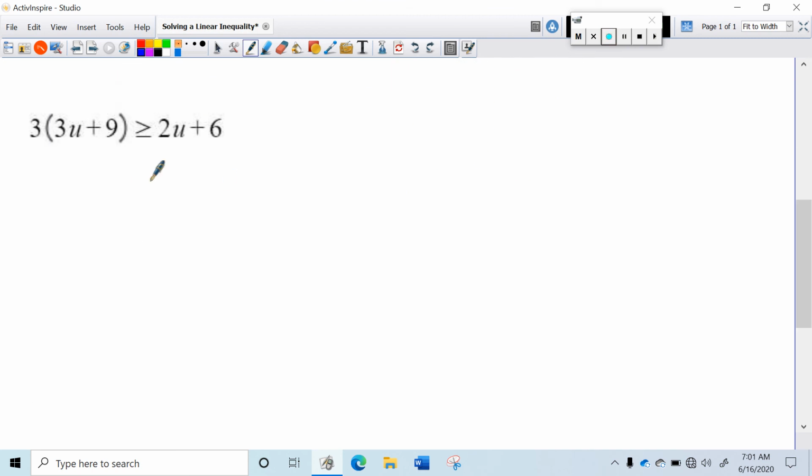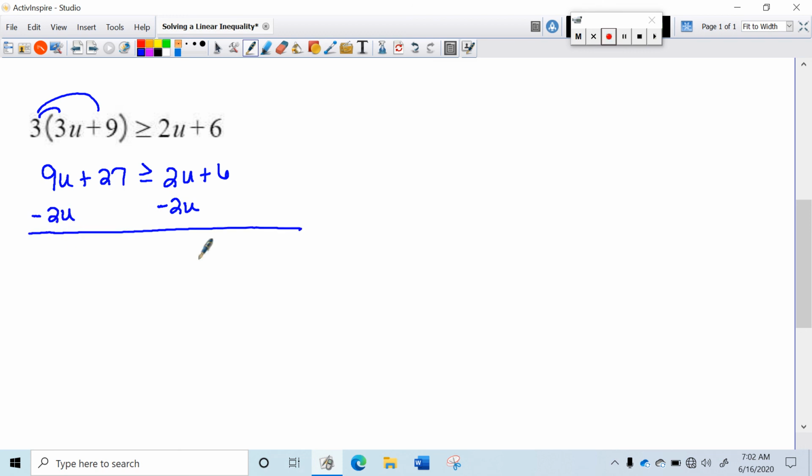The next one, I have parentheses first, so get rid of those. 3 times 3u is 9u. 3 times 9 is a positive 27. Everything else gets written down just like it is. Now I can't just say I have 11 u's here because they're on opposite sides of the inequality, so I actually have to move one of them. And I always move the smallest one over. So I'm going to take the opposite of positive 2u, which is negative 2u, and I'm going to subtract that from both sides so that I have my u's together.